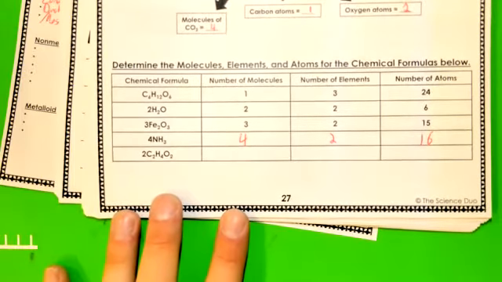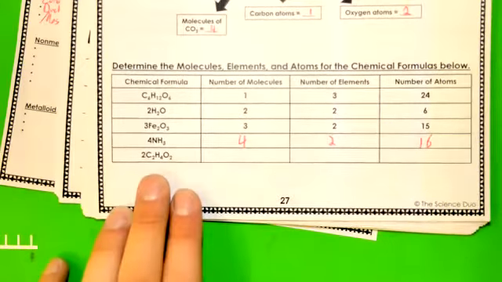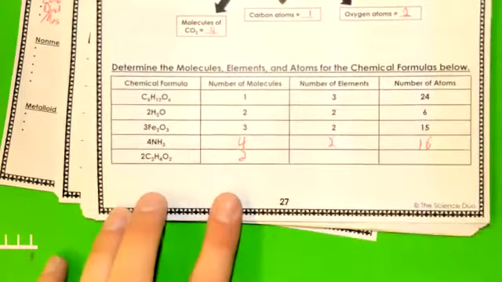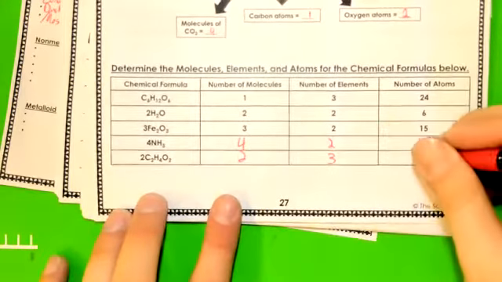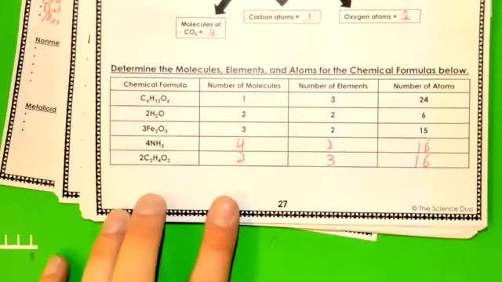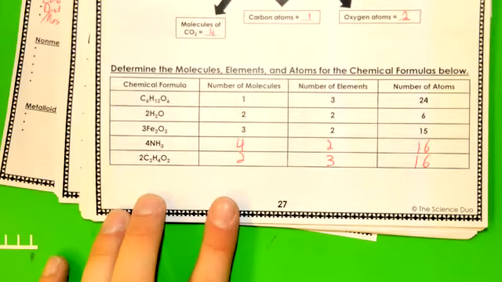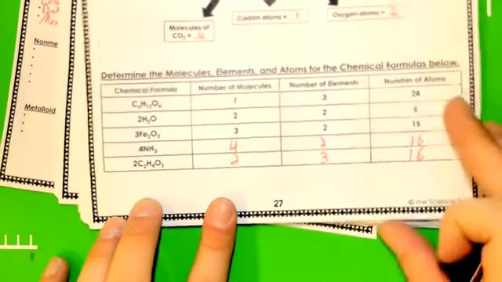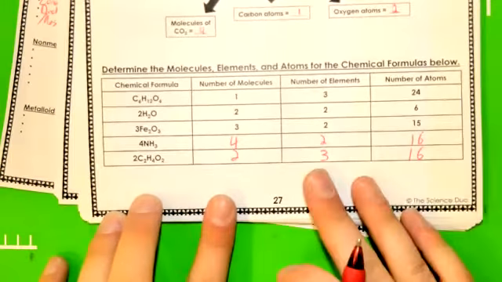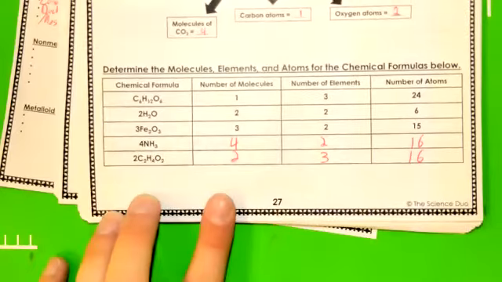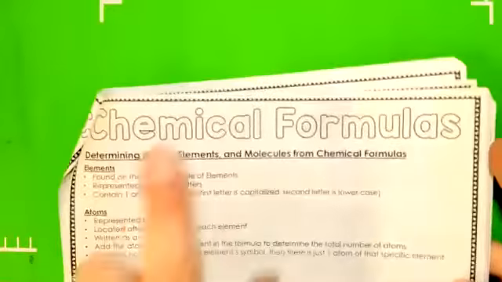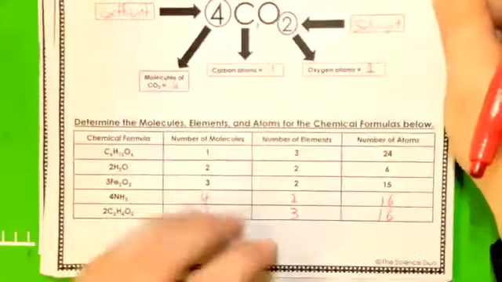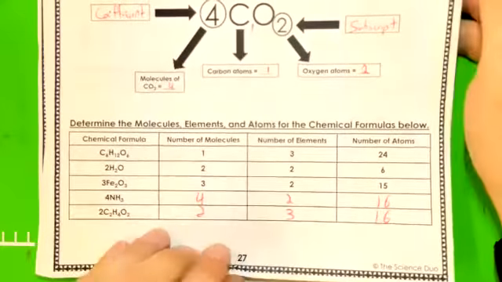Tape. All right, and then down here at the bottom, we have 2 molecules, 3 elements total. You add them all up, you also have 16 total atoms. That's how we break down our chemical formulas. The STAAR test is going to ask you to do this. It's going to ask you to break down formulas just like this. All right, that's page 27, chemical formulas. Moving on to page 28.